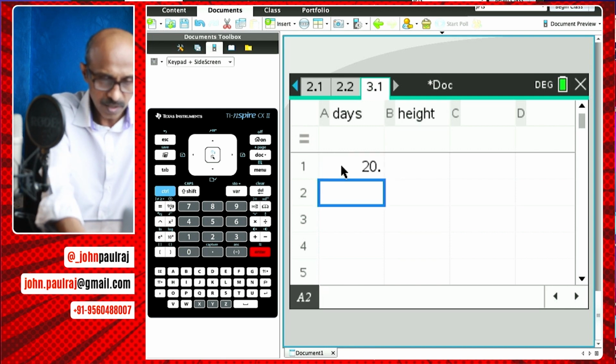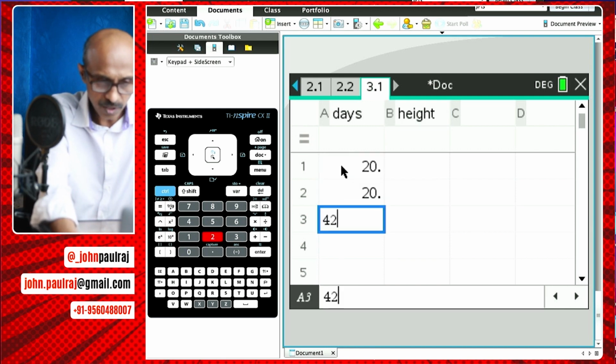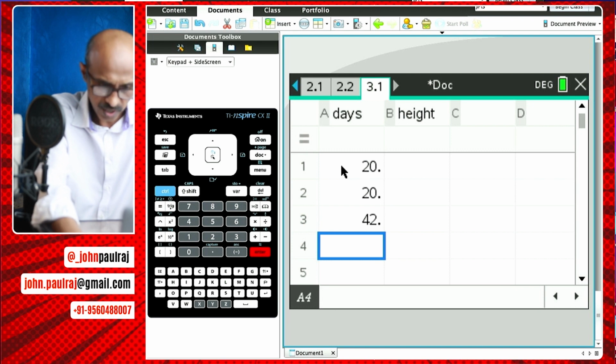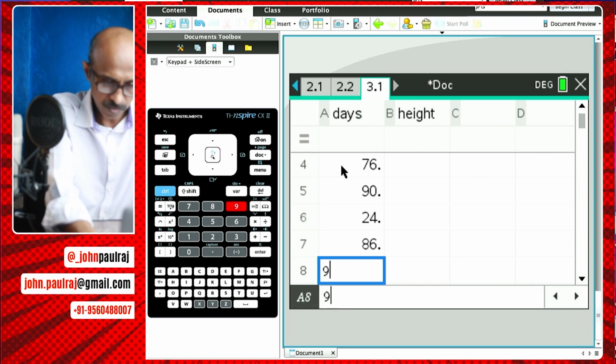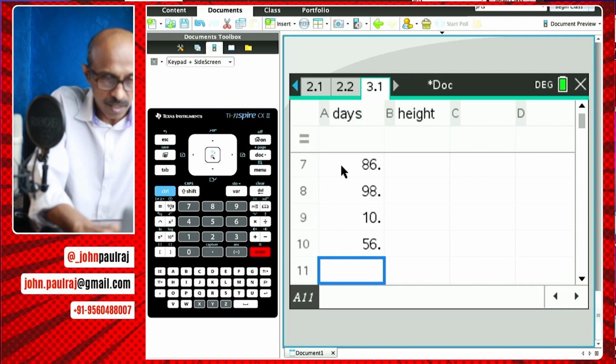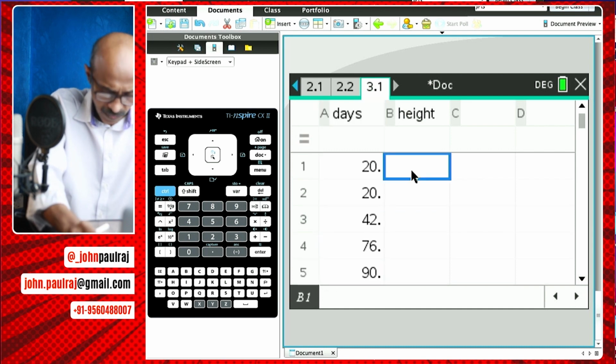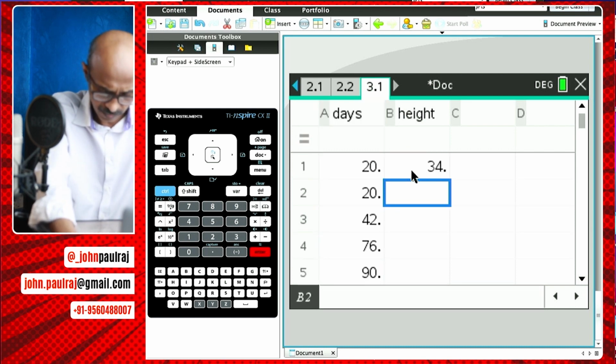So that's 20, 20, 42, 76, 90, 24. Can anything be more boring than entering data? 56. All right. And then the height is 34.